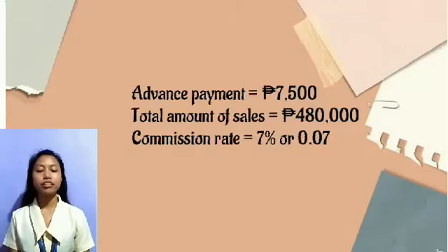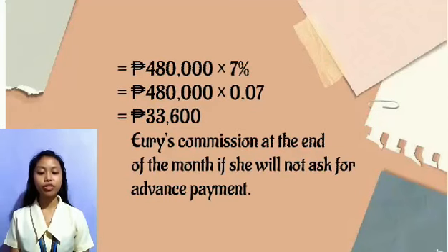So the advance pay is 7,500 pesos. Total amount of sales is 480,000 pesos. Commission rate is 7%. So the commission rate needs to be changed to decimal form. 7 divided by 100, and the commission rate in decimal form is 0.07. And then we need to find first her commission. 480,000 pesos, the total amount of sales, times the commission rate, which is 0.07.